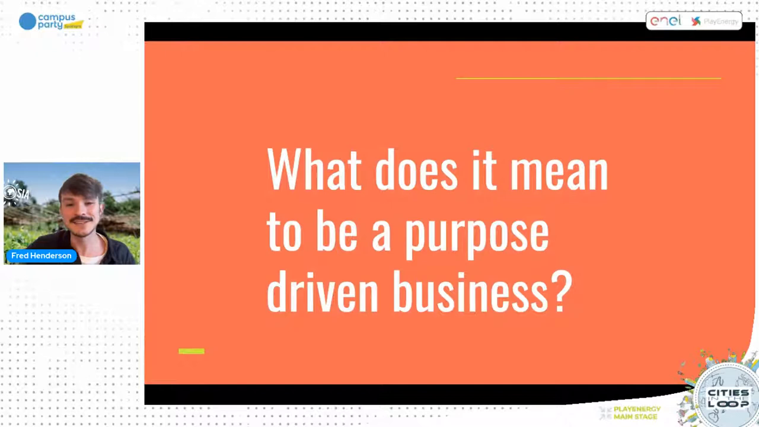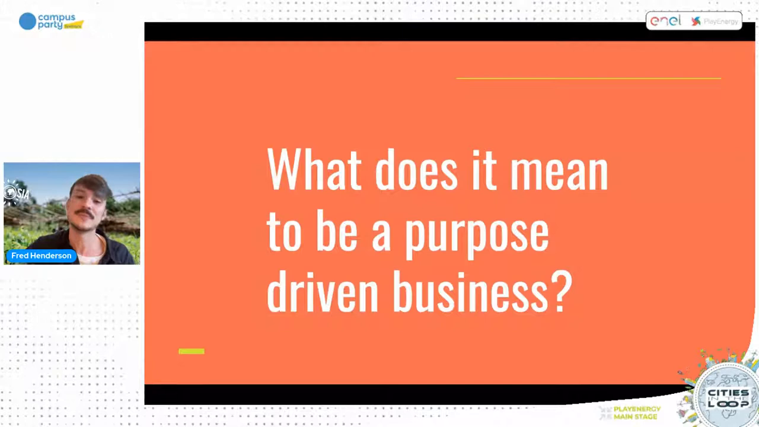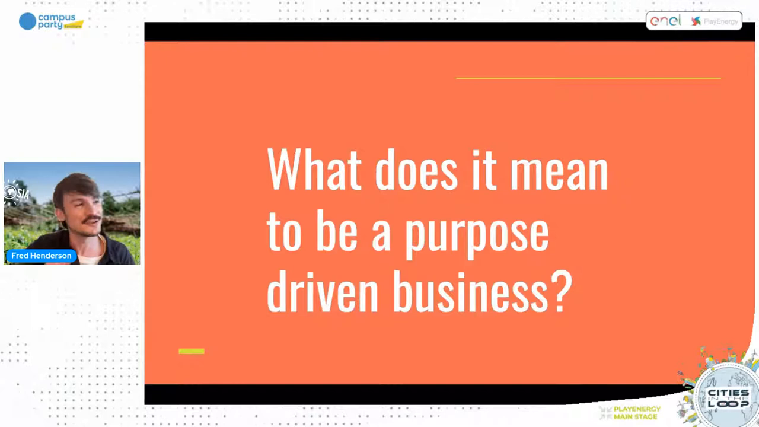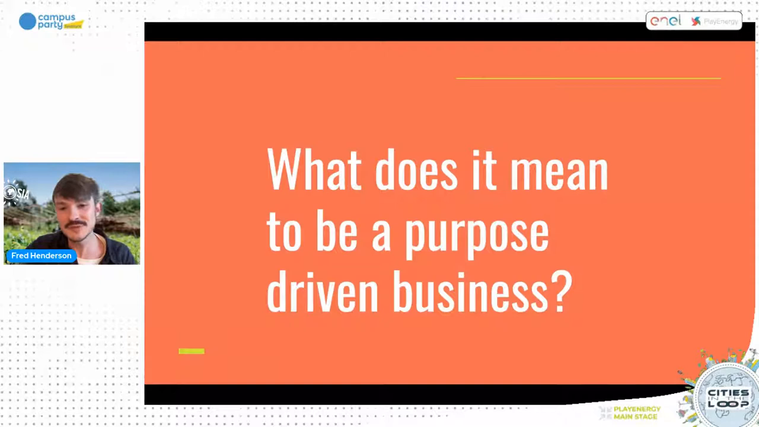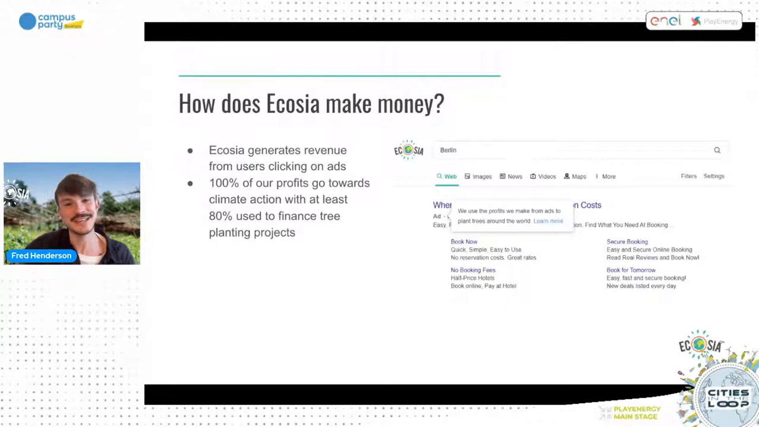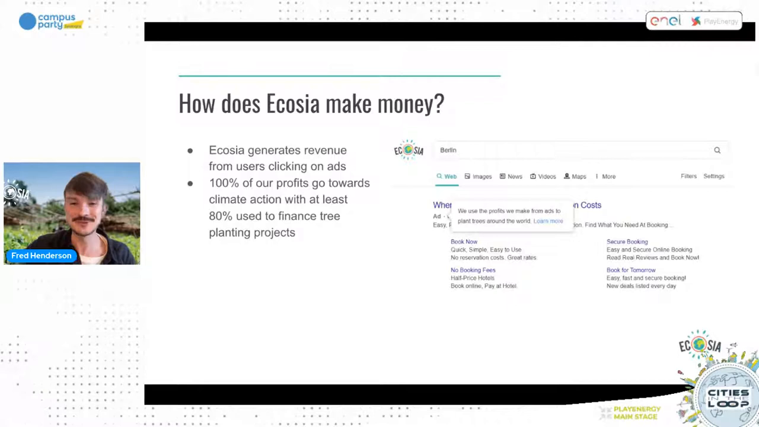And so this leads me on to my next part of the presentation, where I'm going to give you a bit more information about Ecosia as a business. So you've learned where Ecosia is planting trees, and you know that we're a search engine that is using our profits for good. But what does it really mean to be a purpose-driven business? A question that we get asked is, how does Ecosia even make money in the first place? How does a search engine plant trees? How does my mindless searching for memes help to plant trees in Brazil?